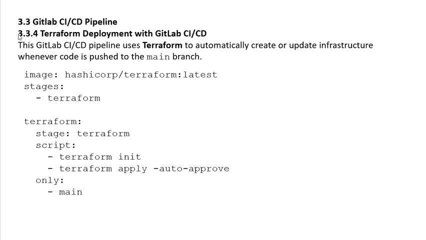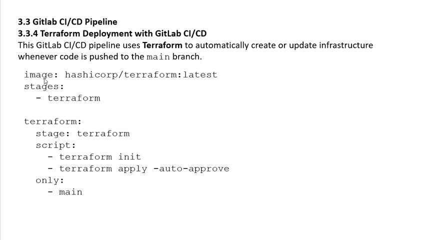Another subtopic is 3.3.4, Terraform deployment with GitLab CI/CD. This GitLab CI/CD pipeline uses Terraform to automatically create or update the infrastructure whenever code is pushed to the main branch.